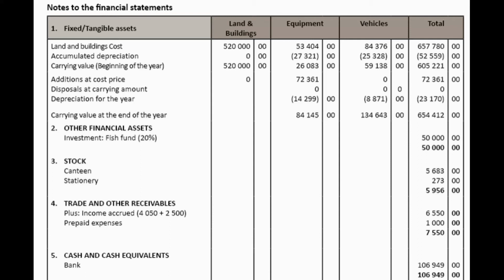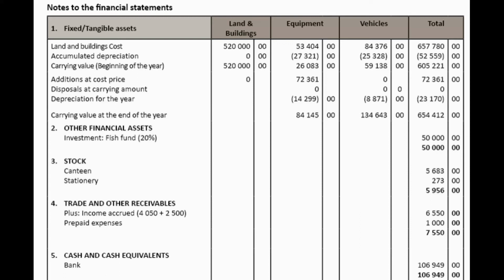You can also write that little note where you say cost price less accumulated depreciation to get that carrying value at the end of the year. I see now in this example, it's not done like that, but I just want to say normally we would write the cost price less accumulated depreciation to get the carrying value at the end of the year as well. All right, but if you get those two totals, carrying value at the end of the year, for land and buildings, equipment and vehicles, you get 654,412.